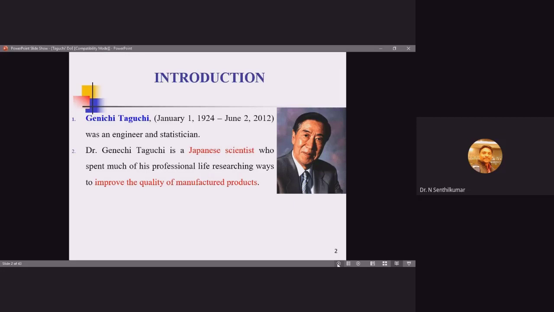So Dr. Junichi Taguchi is Japanese, actually. He spent most of his time towards improving the quality of products. That's why he used the term: quality is not an external factor, quality is an internal factor. Those who have come across that curriculum may know these words. So quality should be inbuilt, within the product itself.